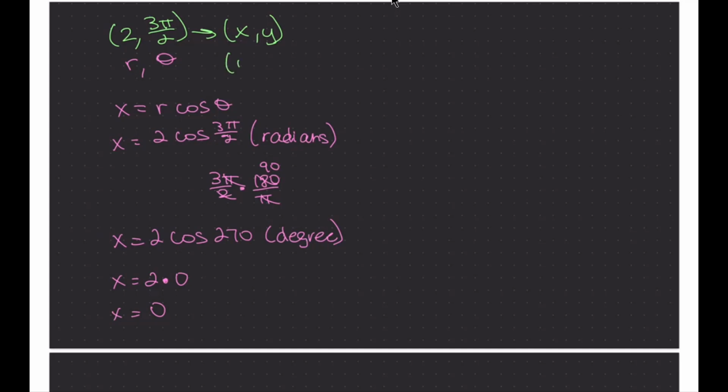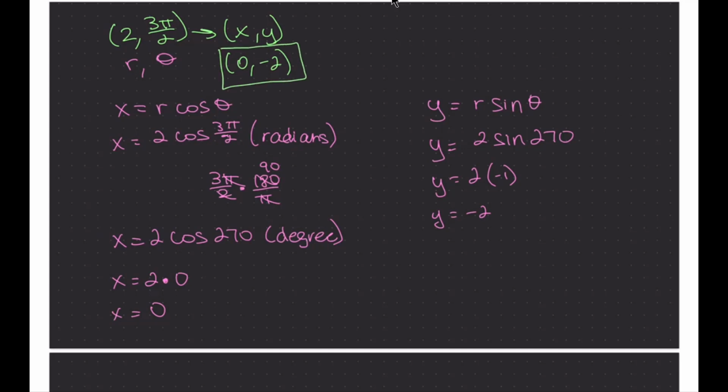So I know my x is 0, so now I just have to find my y. So y equals r times the sine of theta. So y equals 2 times the sine of, if it helps, put it into degrees, 270. What's the sine at 270? -1. Good job. So y is going to equal -2. Not too bad.